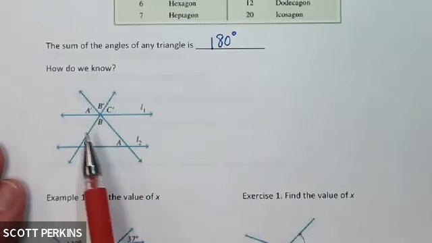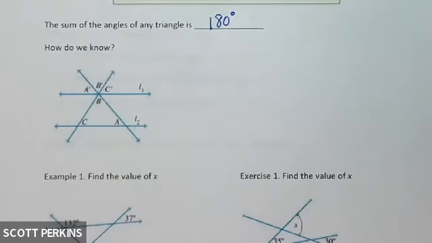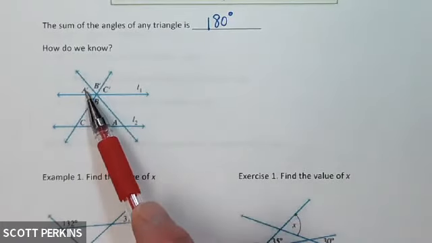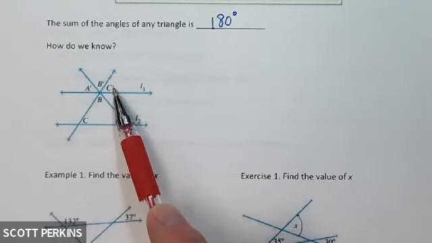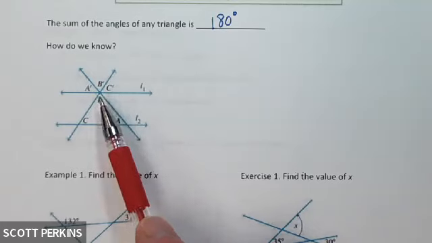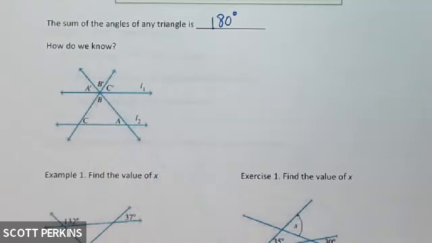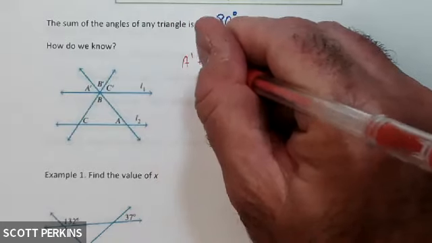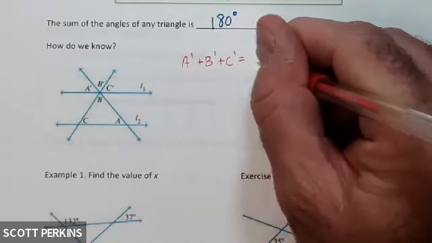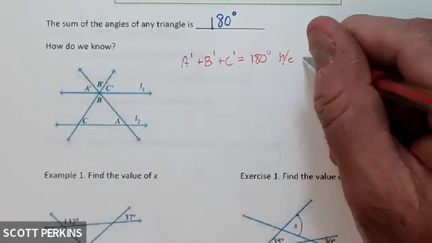So here we have a pair of parallel lines like we had at the end of the last section. And so notice at the top, I've got an A with an apostrophe, a B with an apostrophe, C with an apostrophe. If I was to add up, just from looking at the picture, those three angles, what do those three angles add up to? They add up to 180, right? Because they make a line. So A prime plus B prime plus C prime equals 180 degrees. And the reason is it's because they make a line.